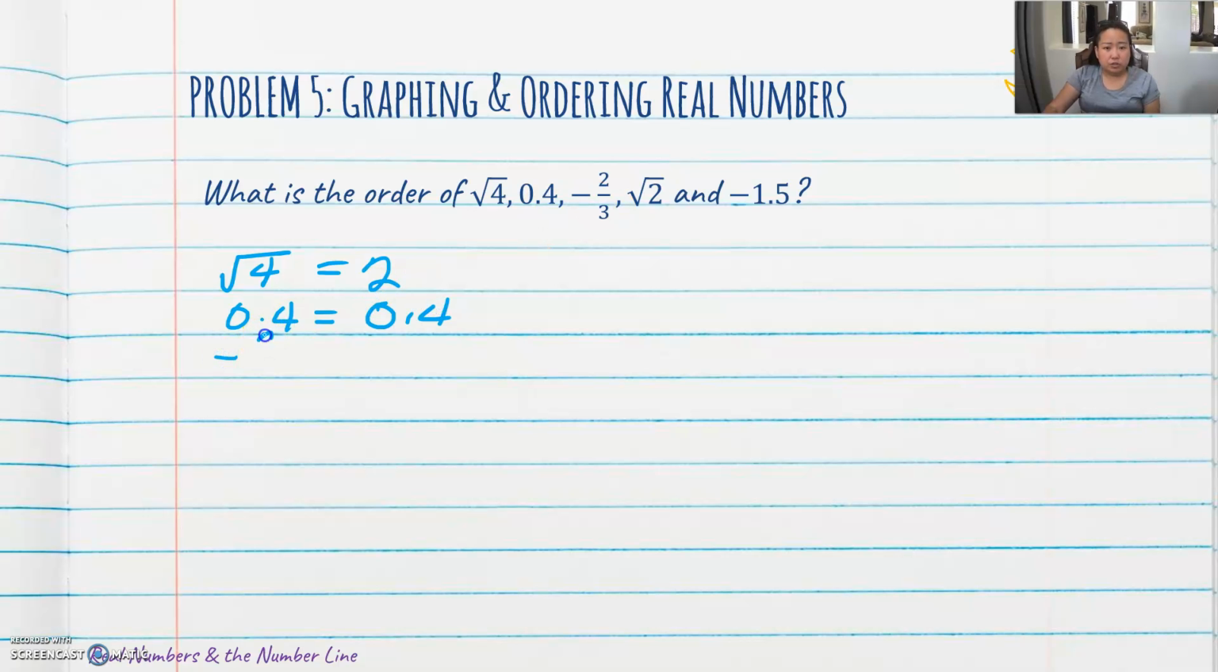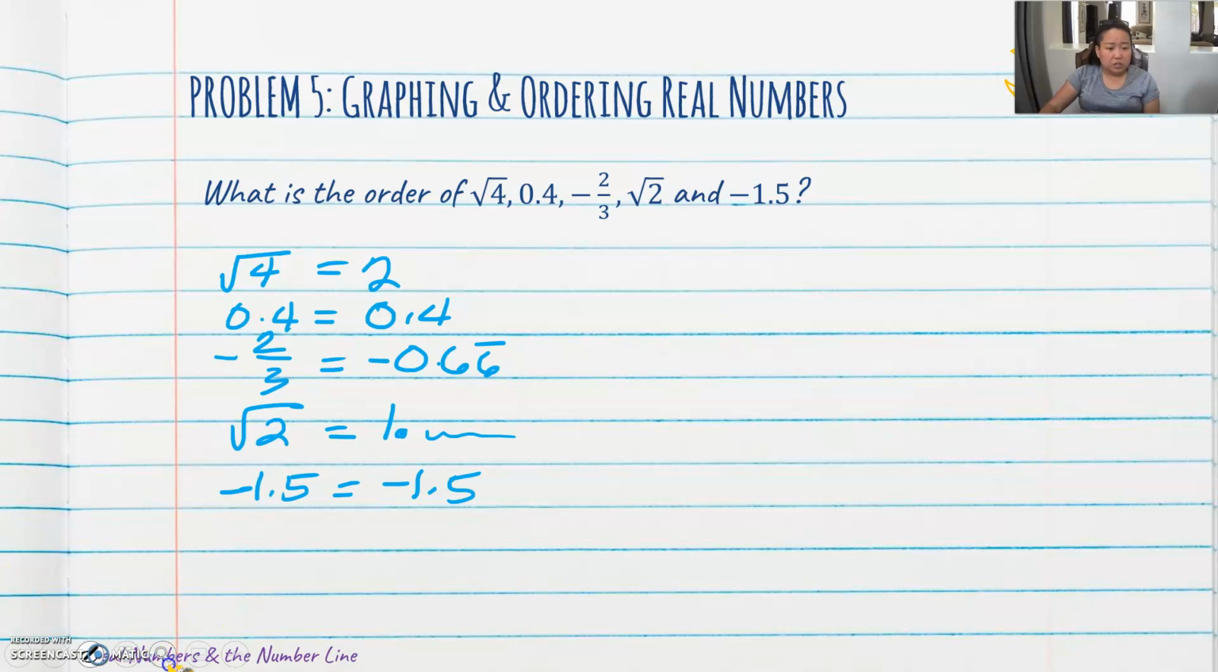Negative 2/3, if you change it into decimal, will be negative 0.66, actually it's going to be repeating. The square root of 2, if you get a specific value of it, you will have something like 1 point something, all right? And then your last value to compare is negative 1.5. So as you can see now, it will be a lot easier for you to compare these numbers.